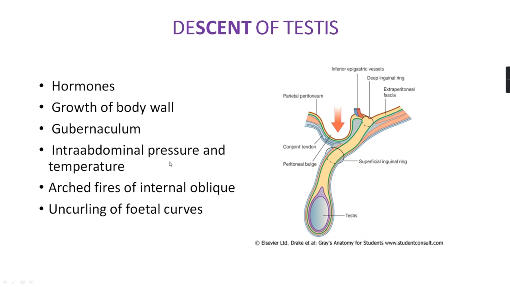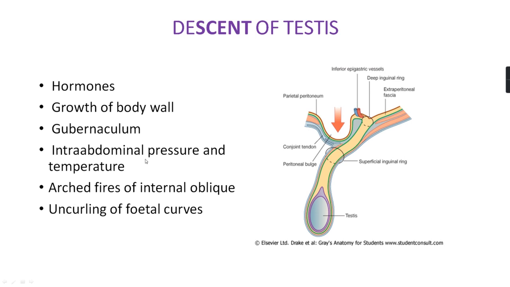Intra-abdominal pressure of the surrounding organs as well as the intra-abdominal temperature. We know for spermatogenesis the temperature should be lower, and the scrotal temperature is 4 degrees lower than the abdomen. So for spermatogenesis the testis should be in the scrotum. So intra-abdominal pressure as well as the temperature are responsible for the descent of testes. Arch fibers of the internal oblique. We know in the formation of the inguinal canal the internal oblique plays a major role.